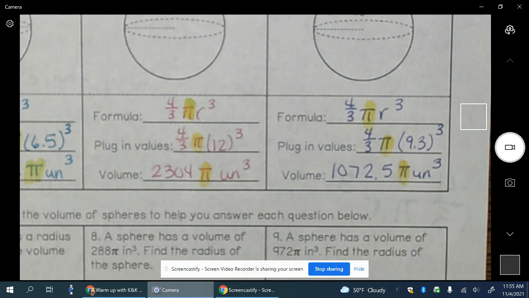Okay, who feels like they got it right? I don't. Wait, so we are supposed to use pi? Yes. On this one, you're using the pi. You're using 3.14. Okay.